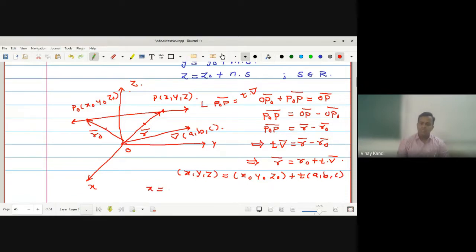What we get is: X is equal to x naught plus tA, Y is equal to y naught plus tB, and Z is equal to z naught plus tC. So this is the equation of a straight line in 3D space, with t running from P naught to P. So this is the equation of a line in parametric form.